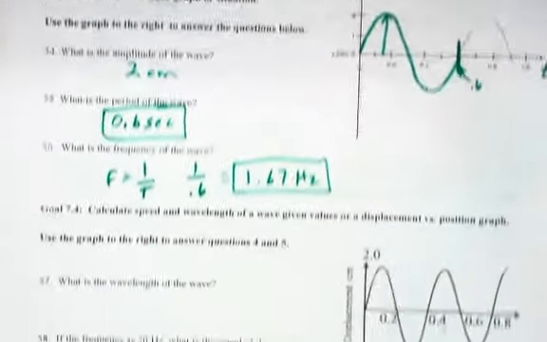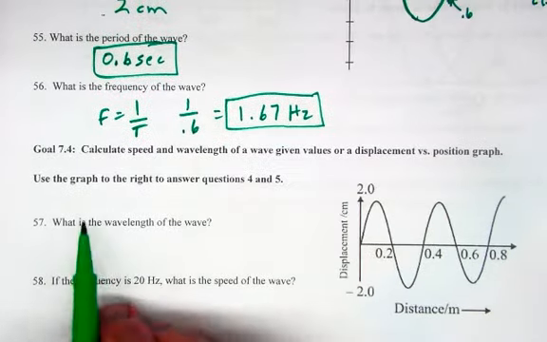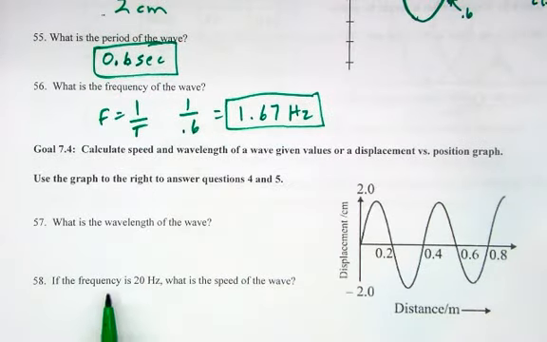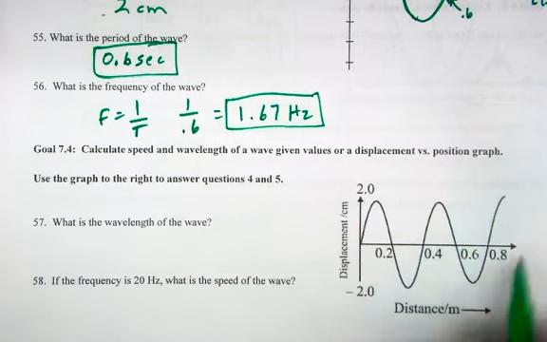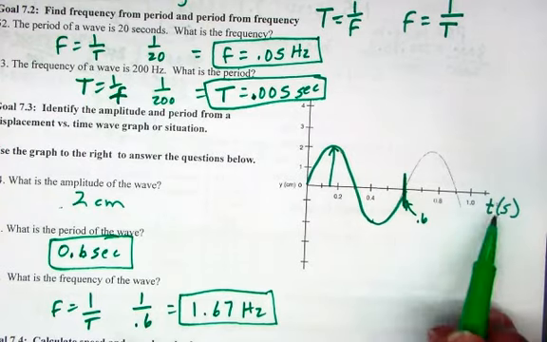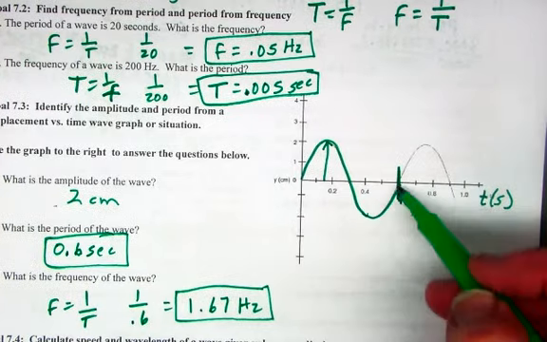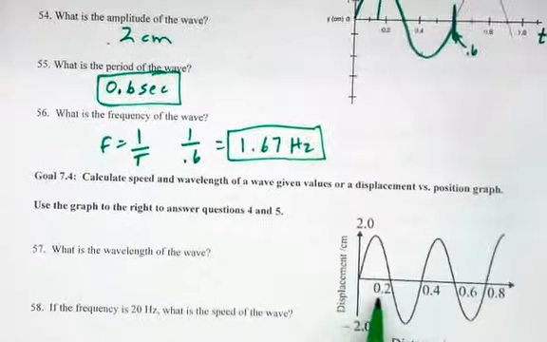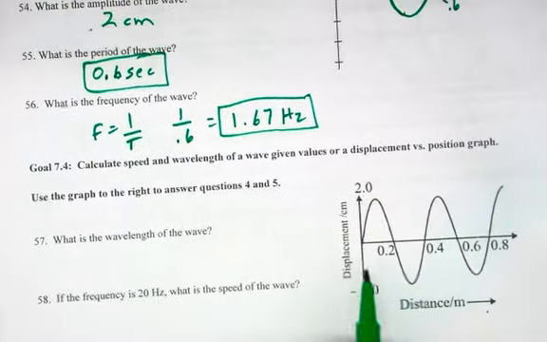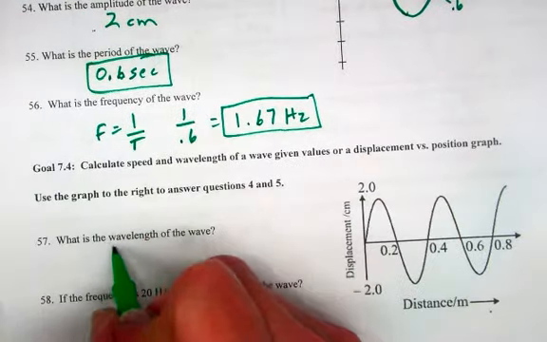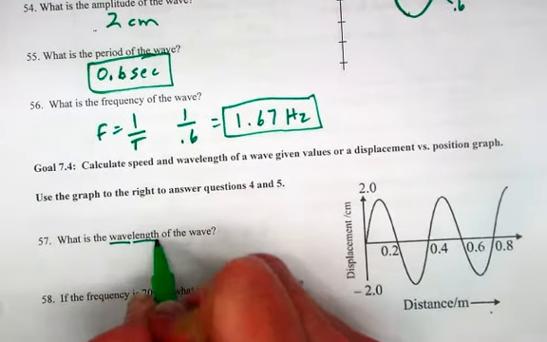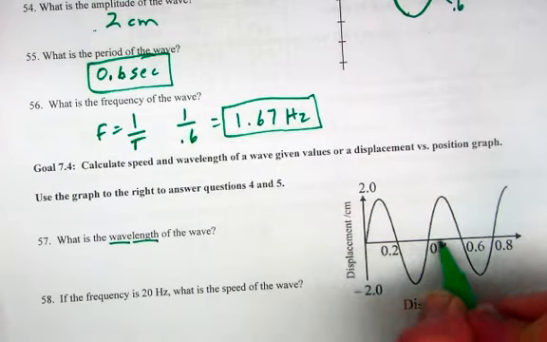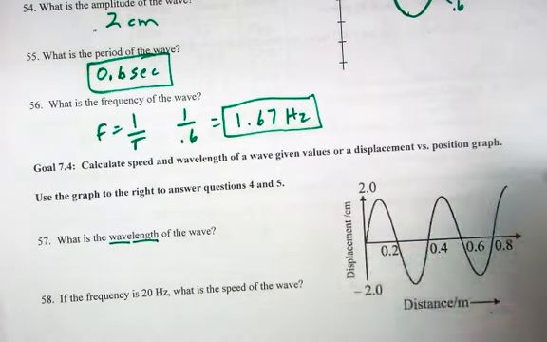The next one, you're supposed to figure out the wavelength and the speed if you're given the frequency. So now notice how this graph is along the x-axis, it's distance. This graph up here was time. So you find period from that because it's a time. But from here, we can actually find the length of one wave, because that's what they're asking. What's the wavelength? It means what's the length along the x-axis of one full wave.